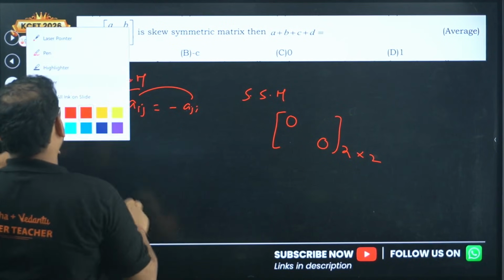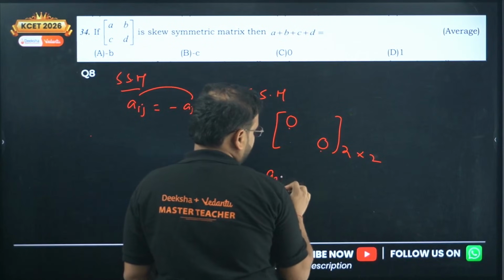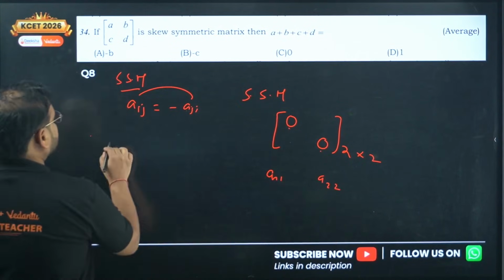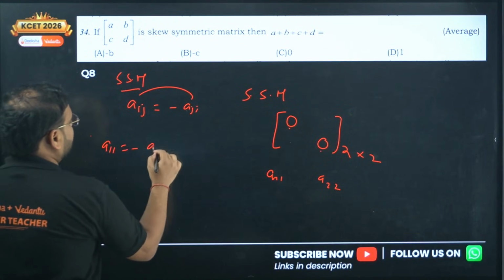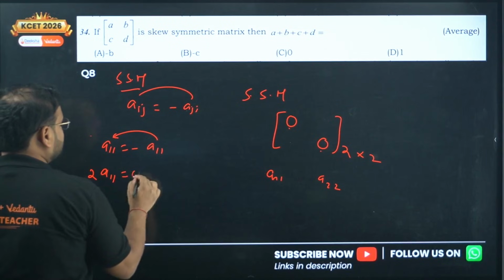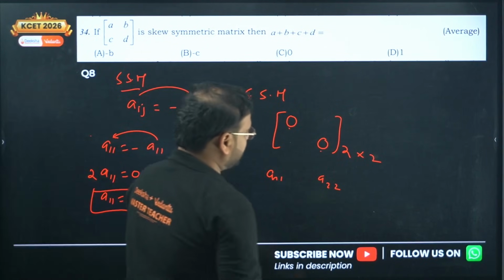Now you check. If I'm writing the case of these two elements, it will be either A11 or A22. From here I get A11 equals to minus of A11. On this side it will become what? Twice of A11 is 0, so A11 is 0. The concept part is clear. Same goes for A22 also.